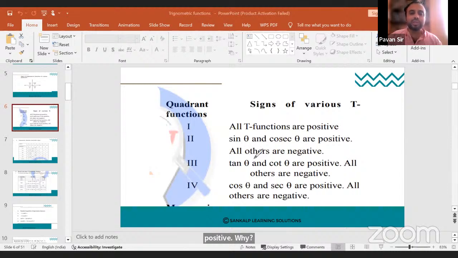In that quadrant, all others are negative, meaning except sine and cosec, the remaining are negative. Third one, tan and cot are positive. And the next one, cos and sec are positive. Even for a function, its inverse is also positive in the respective quadrants. So, next one.